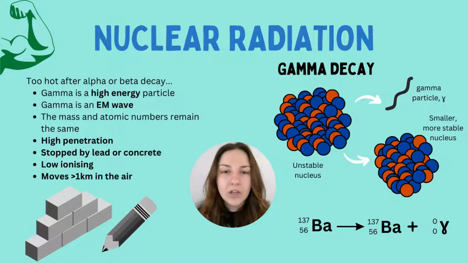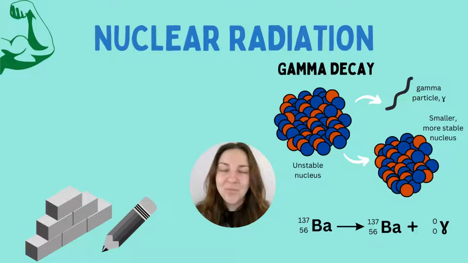You need to know that it's very low ionizing, as opposed to, say, the other particles which have higher ionizing properties, and it can travel quite far, over a kilometer in the air. So those are some of the other properties that you may be asked about, and you could be asked to compare those properties to the ones of alpha and beta decay as well.